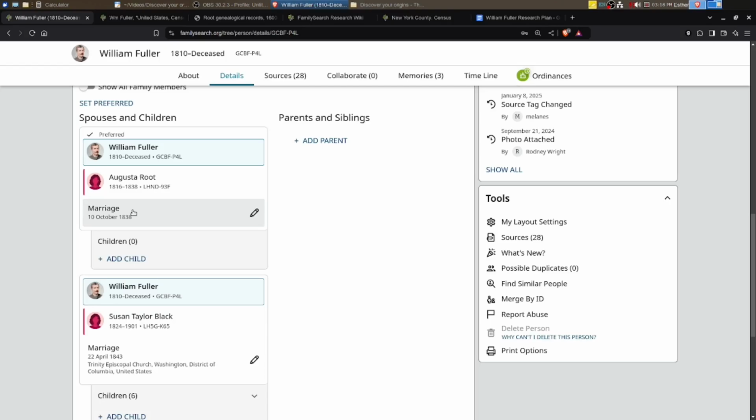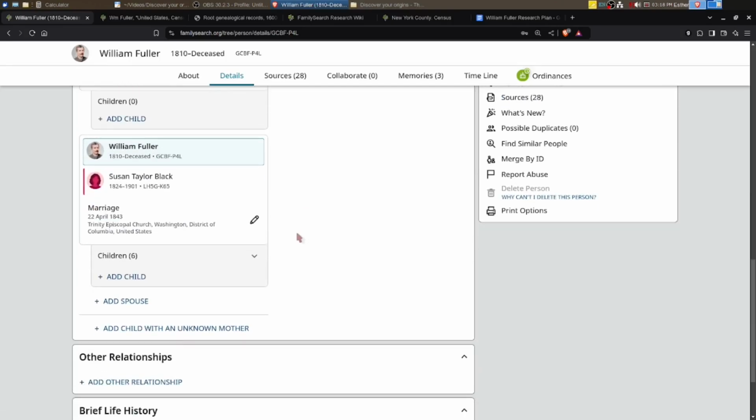Now, if you want, you can leave it here alone in FamilySearch and make the corrections on your own personal tree on Ancestry or somewhere else as you work through this problem. And I think probably the best thing is to ignore this marriage for right now. So then that brings us down to the marriage with Susan Taylor.